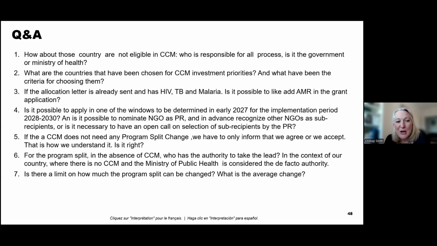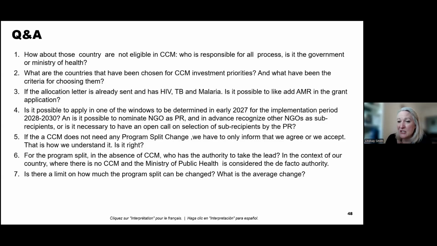Next question, number 4. Is it possible to apply in one of the windows to be determined in early 2027 for the implementation period 2028 to 30? Yes. And is it possible to nominate an NGO as PR and in advance recognize other NGOs as subrecipients, or is it necessary to have an open call on selection of subrecipients by the PR? Okay, so lots of sub-questions in there. Certainly an NGO can be selected as a principal recipient by the CCM. So that is a CCM responsibility. And in terms of the selection of subrecipients or how that process is run, that I am not an expert in. So I can't provide you an answer to that.